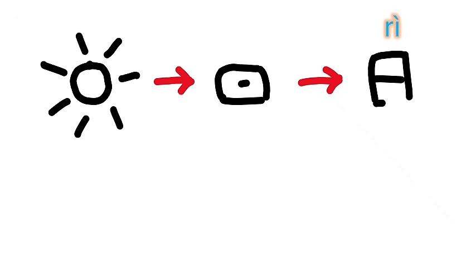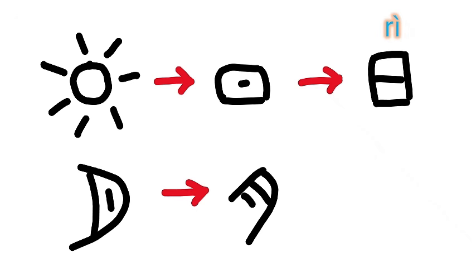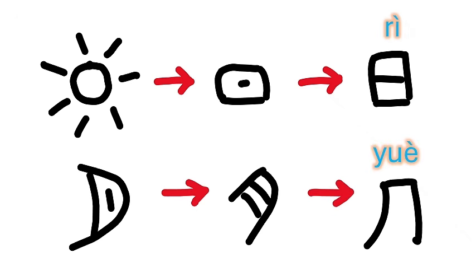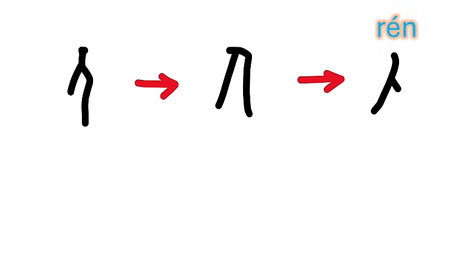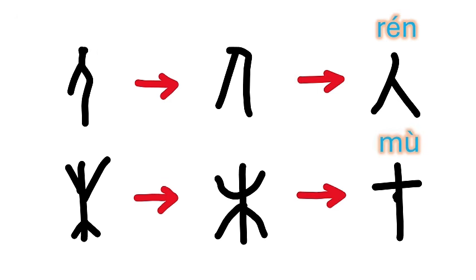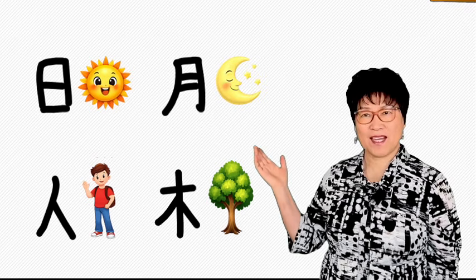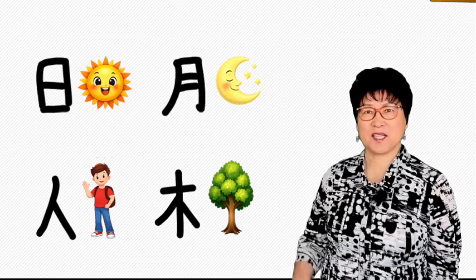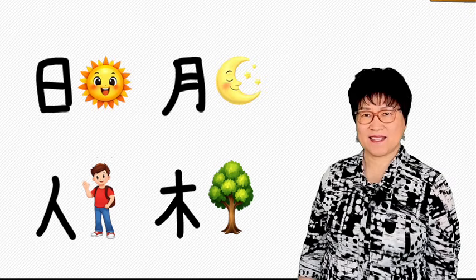This is the sun. You can see how the drawing of the sun developed to character 日. This is the moon, which later became the character 月. This is a person, transformed into the character 人. And this is a tree, which becomes character 木. Please try to remember these characters, because we'll see them again in the examples later.